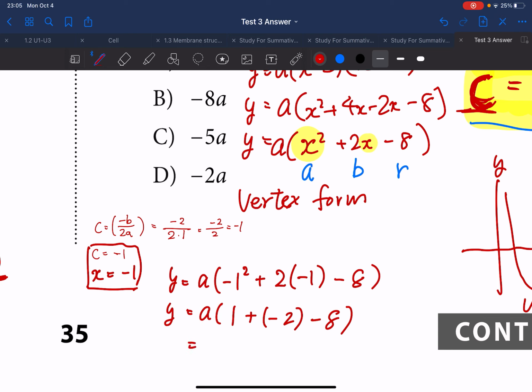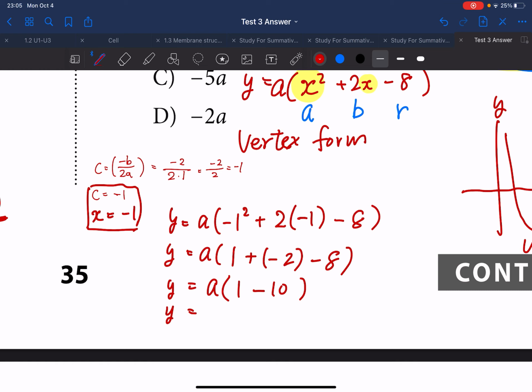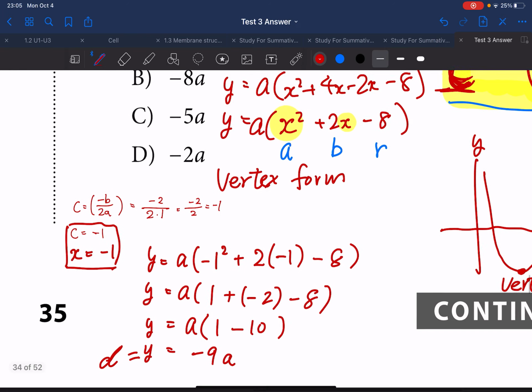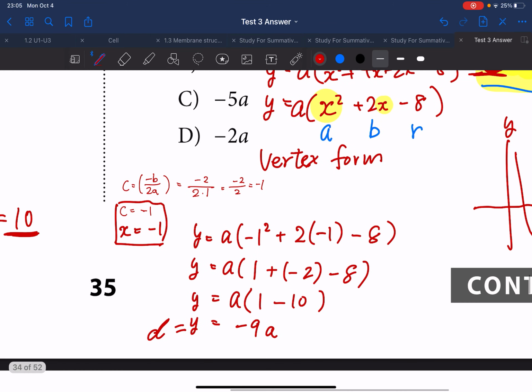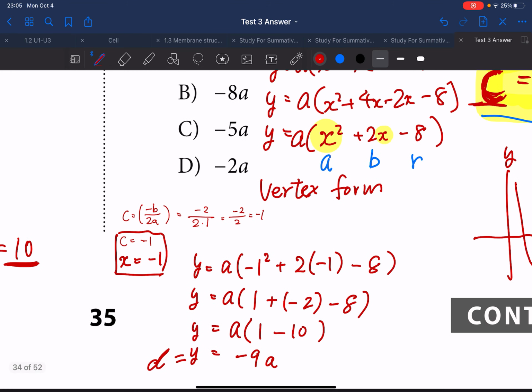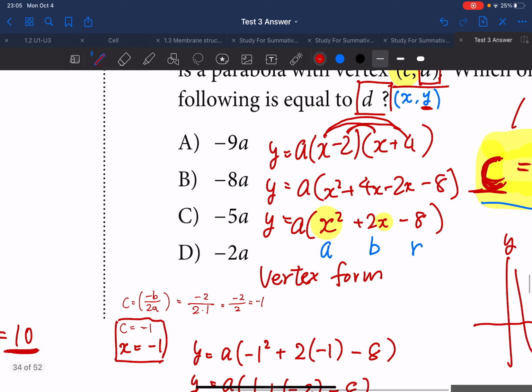Then we have 1 minus 10. Then what's y? y is minus 9a, right? This y also represents d, because right here we have x and y. So yes, that's the answer. d is equal to negative 9a, so the answer is A.